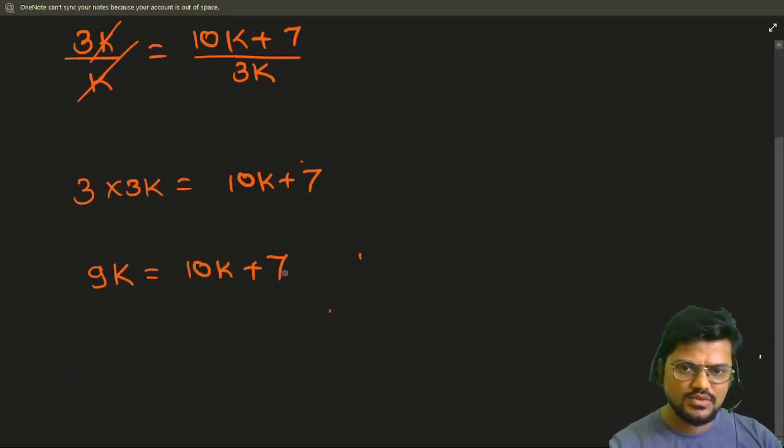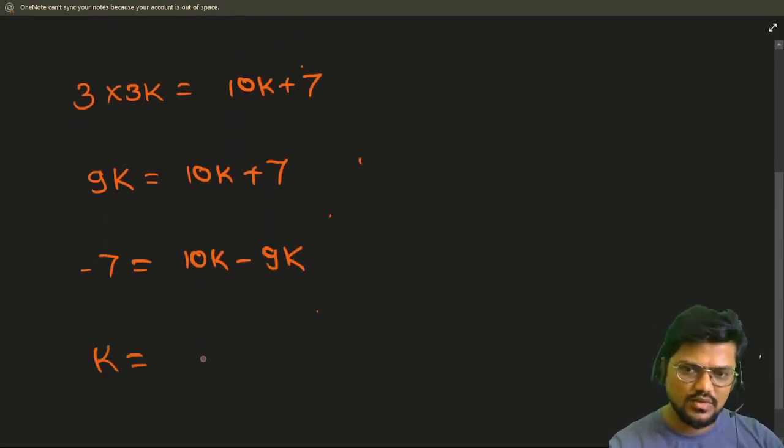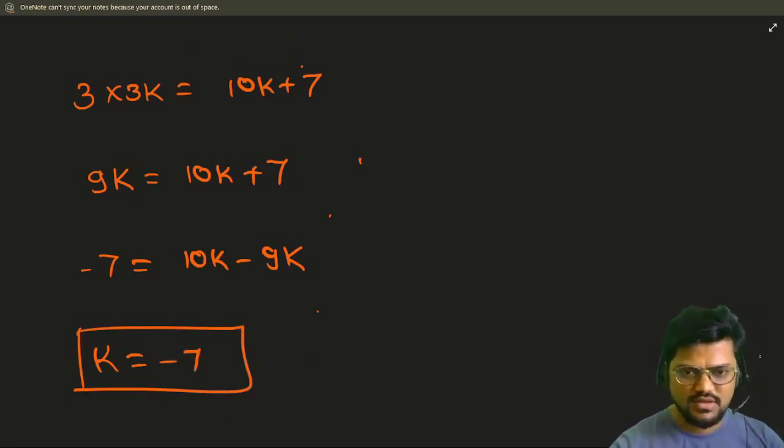So this 7 comes on this side. This k goes on that side. So minus 7 equals 10k minus 9k. 10k minus 9k is k. K equals minus 7. Got it? Okay. Next type of sum.